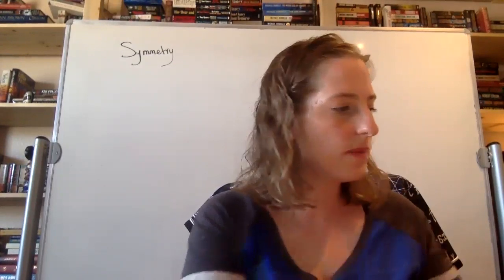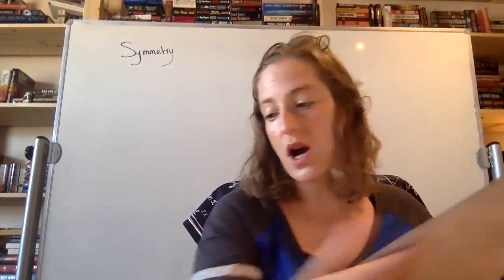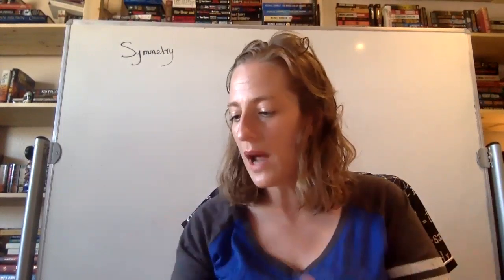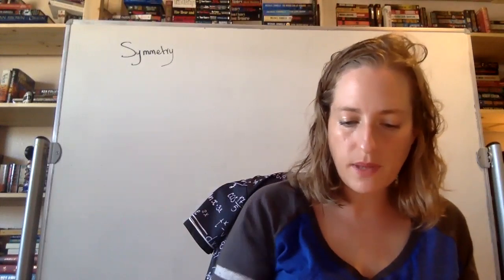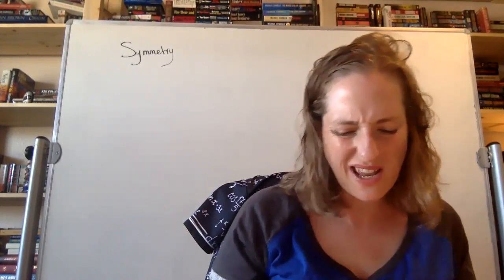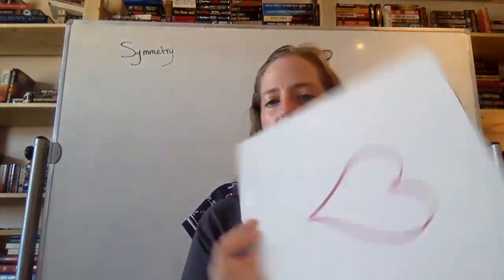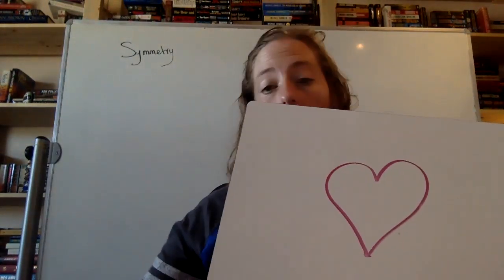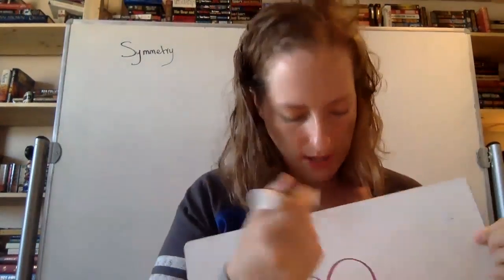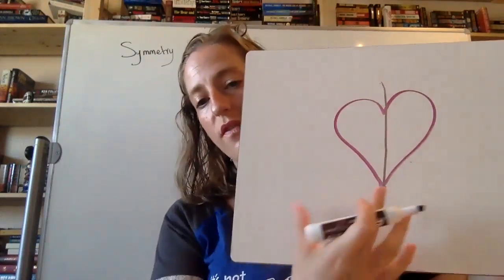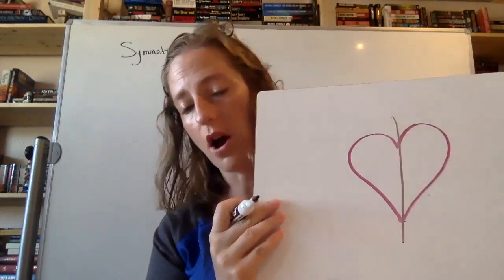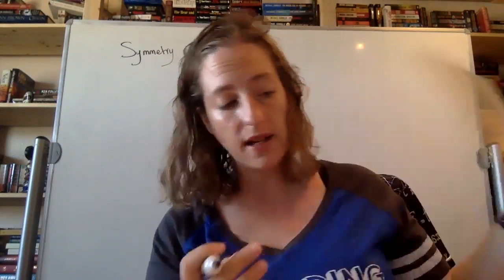So line symmetry basically says, if you draw a line somewhere, the two halves on either side of that line should match up. So for example, if I were to draw a heart, and you're going to pretend that I drew a perfect heart, which I obviously didn't, but in theory, a heart has line symmetry right down the middle. If I drew a perfect heart and fold it in half, the two halves of that heart would match up, and that's line symmetry.